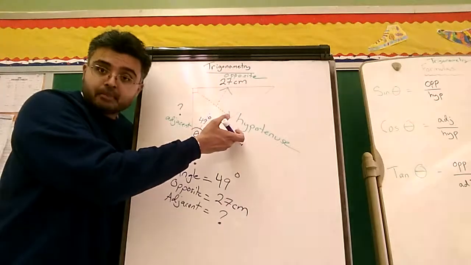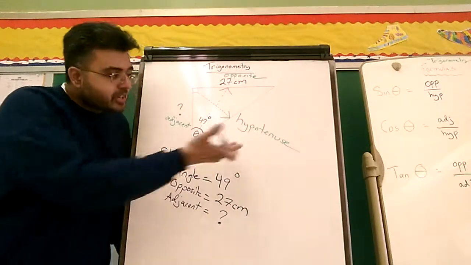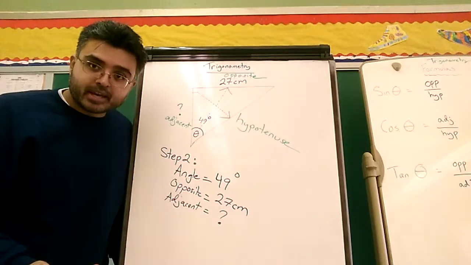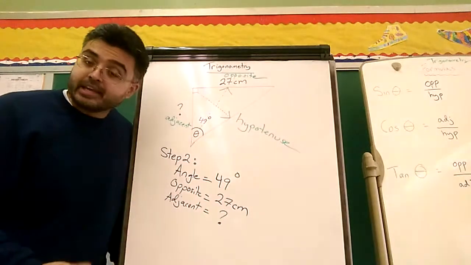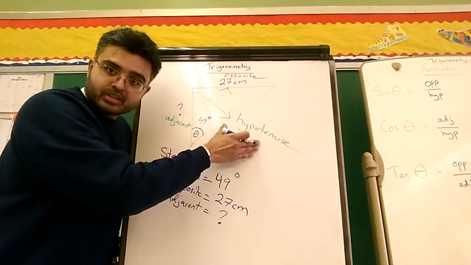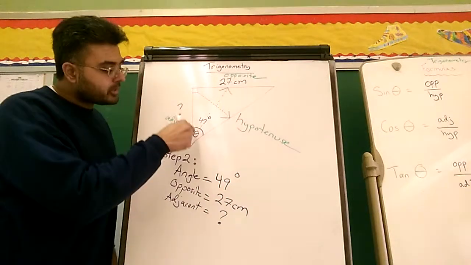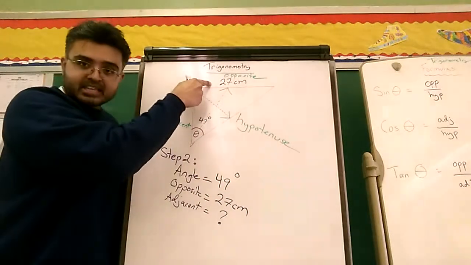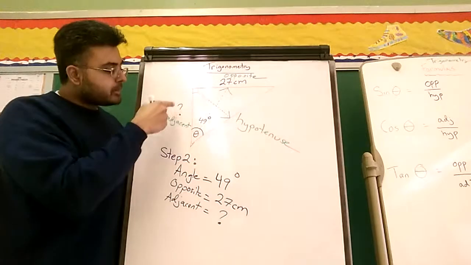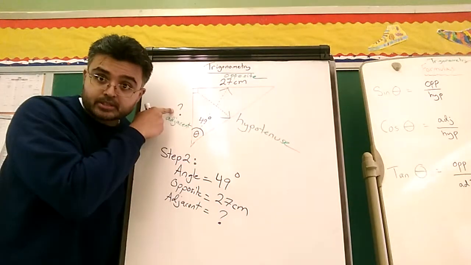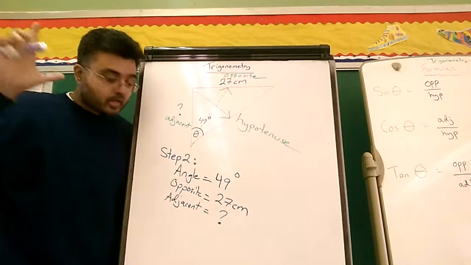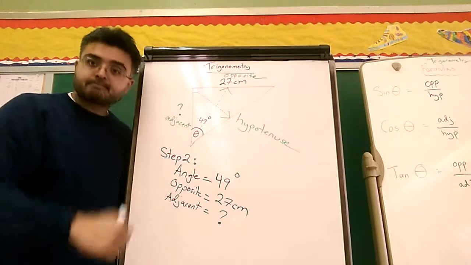We got all the information we need to solve this problem. Do we care about the hypotenuse? No. It's not asking us to find the hypotenuse. It hasn't given any information here. If it's not given us anything over here, we don't care about it. Don't worry about it. Just care about the angle, the number that they gave you for one side, and the number they want you to find out for the other side. That's it. Step 2, done.